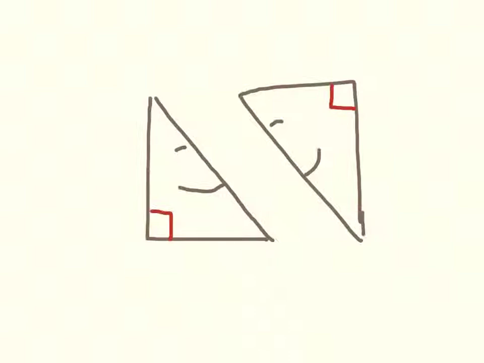Mr. Square was no longer a lonely fella. He now had become two equal parts of a square, making two right triangles. Hi there, Mr. Right. Hi there, other Mr. Right.